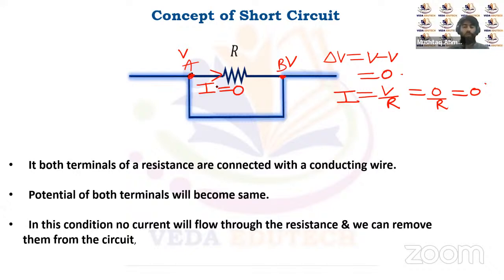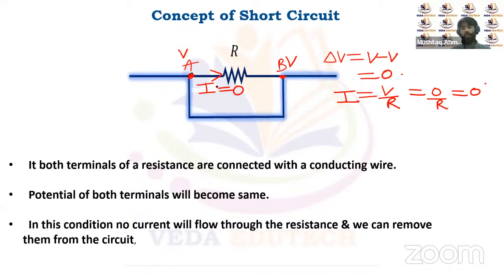If there is no current flowing through the resistor, in that condition we can just remove those resistors, or the resistances which are short circuited, from the circuit. We can just remove them because there is no current flowing through them, so they will not be a part of the circuit.